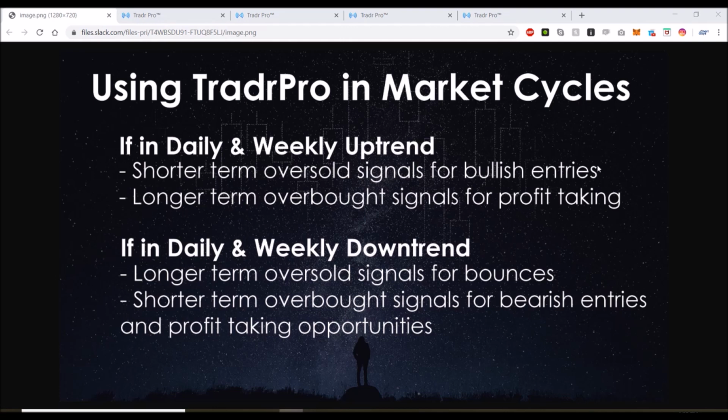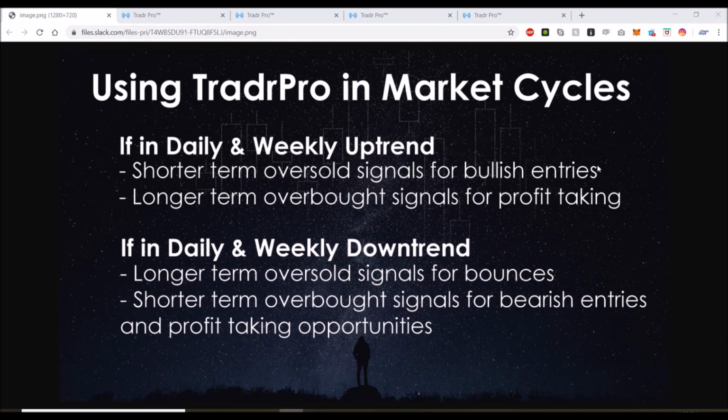Now, if we're in a daily and a weekly downtrend, it's the opposite. I'm looking for longer term oversold bounce signals. You know, if we're in a daily and a weekly downtrend, the 15-minute oversold bounce doesn't really matter to me. I'm looking for the 4-hour climax. I'm looking for the 4-hour SuperStack. And if I am seeing short-term overbought signals on the downtrend, I want to be locking in profit.